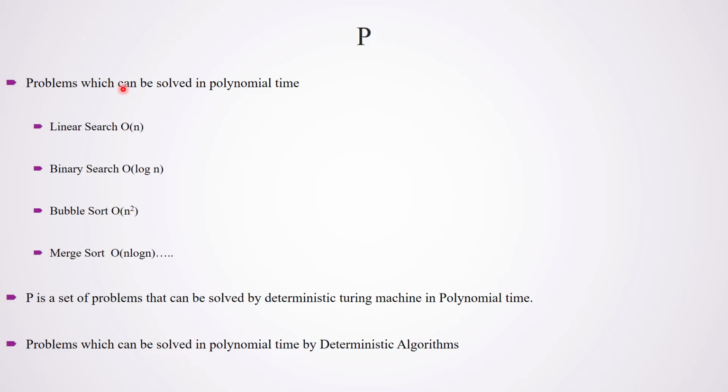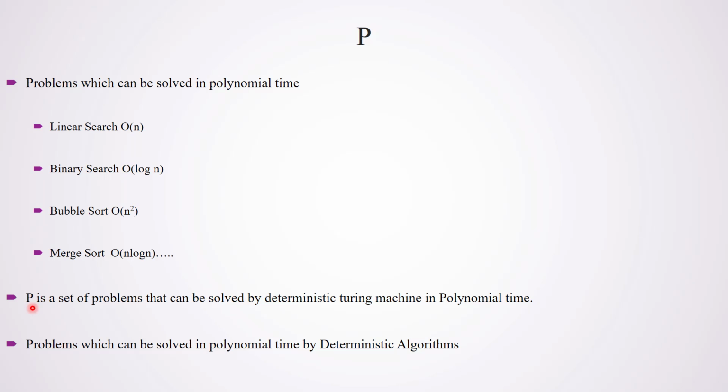Problems which can be solved in polynomial time generally come under class P. For example, linear search whose complexity is O of n, binary search log n, bubble sort O of n square, merge sort O of n log n. These types of problems come under class P. Generally speaking, problems with complexity n raised to k are considered as class P problems.